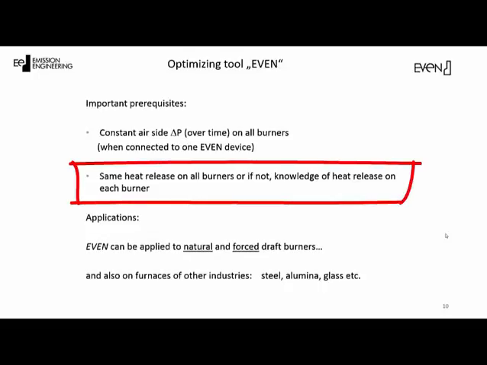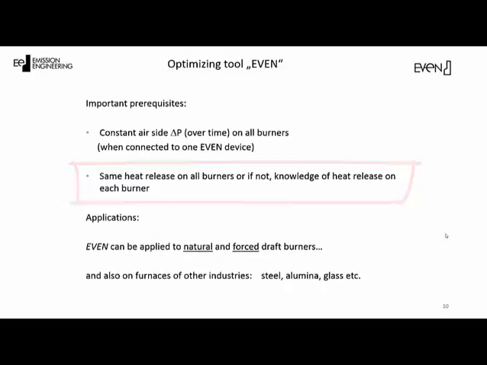Likewise, the heat release must be either the same on all burners or at least known in relative values for each burner or group of burners. In principle, EVEN can be applied to furnaces with natural or forced draft burners and is not limited to the furnaces of oil refineries. It can also be used in, for example, slab pusher furnaces in steel mills, non-regenerative burners of glass or aluminum melting furnaces, and many others, although not in every type of system.